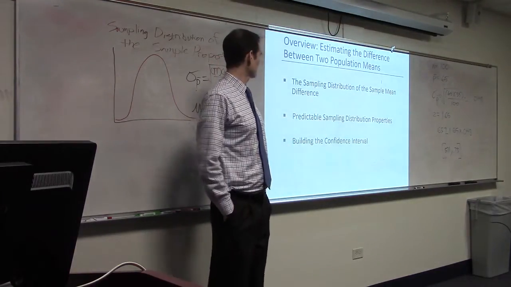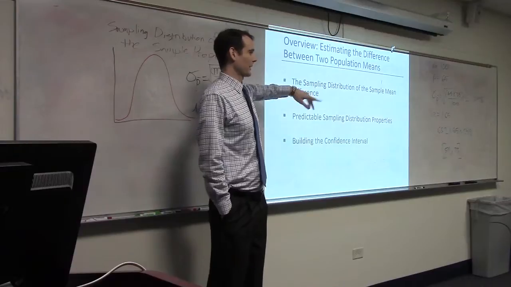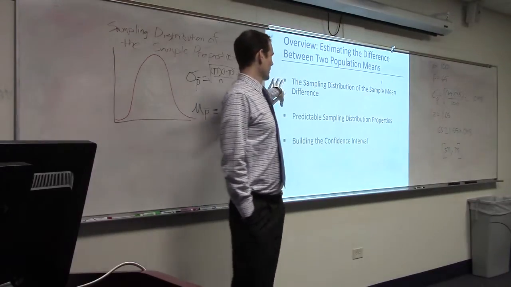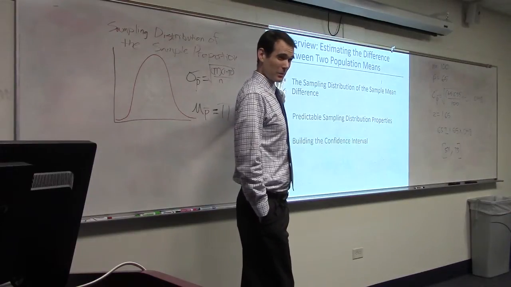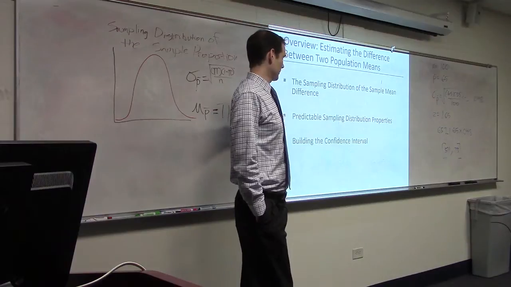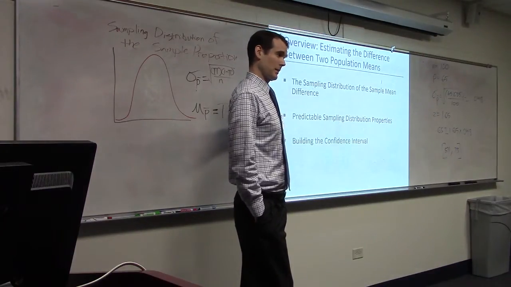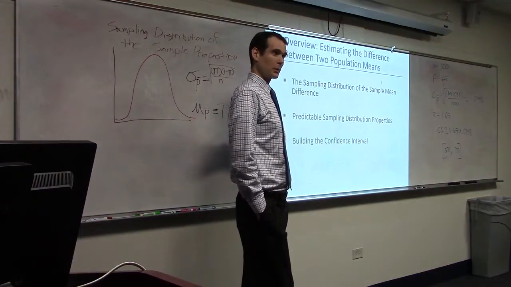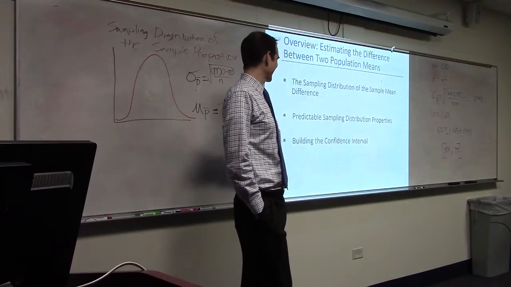All right, how do we calculate the confidence interval for the difference in town A versus town B? We're gonna do something. You start squaring. Oh yeah, we're gonna square stuff. So we're gonna look at the sampling distribution of the sample mean difference. Should sound familiar, right? Predictable sampling distribution properties. Also sounds familiar, right? Building the confidence interval. Sounds completely new, right? No. All the exact same thing.